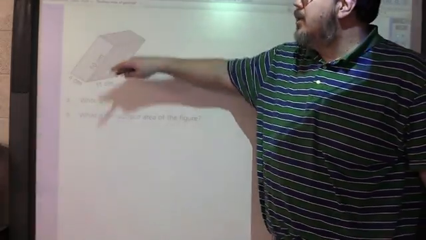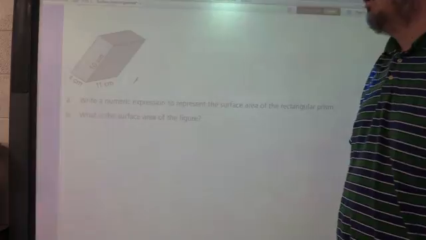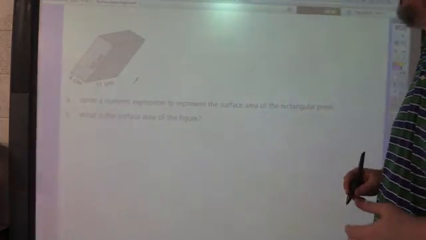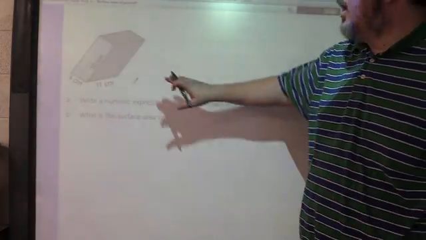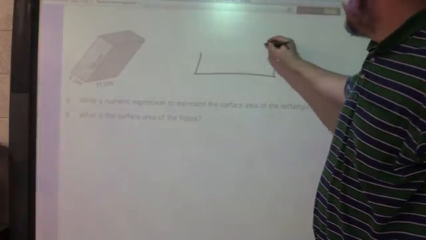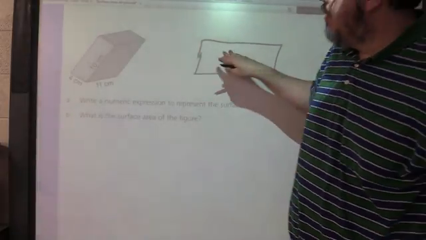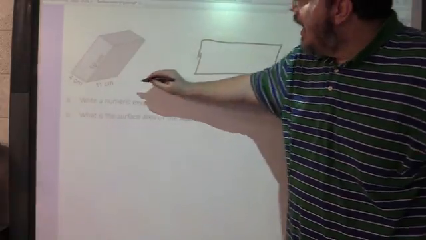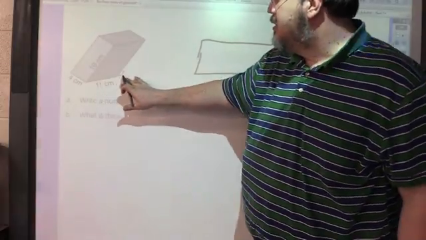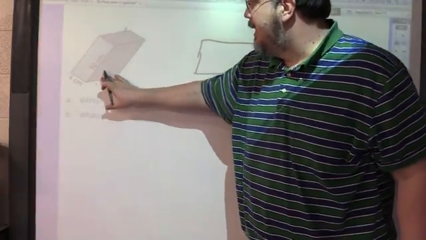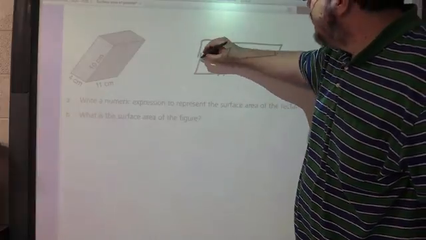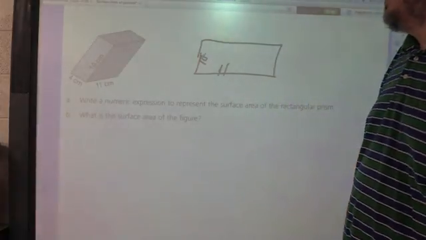Now, when we have this rectangular prism, the way I would approach it is I would make a net for it. And that's what I'm going to do here. I'm going to start with this part here, and I'm going to count this as my base, the bottom. I know this is going to be 11 by 10 because those are the dimensions it gives me. So I'll say 11 centimeters this way and 10 centimeters that way.